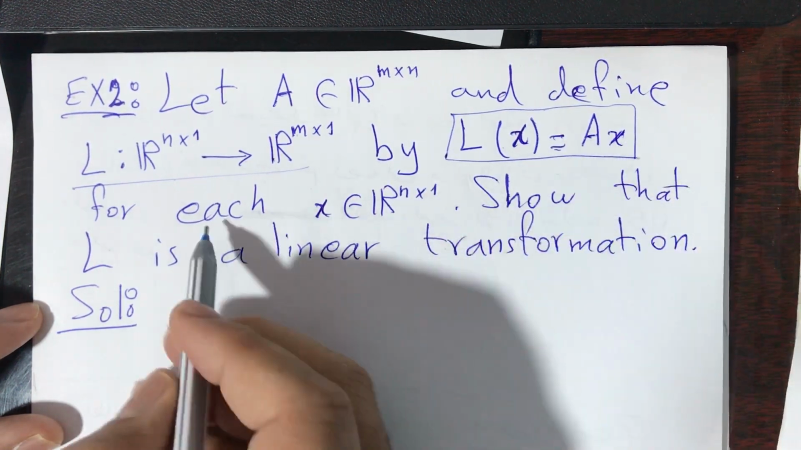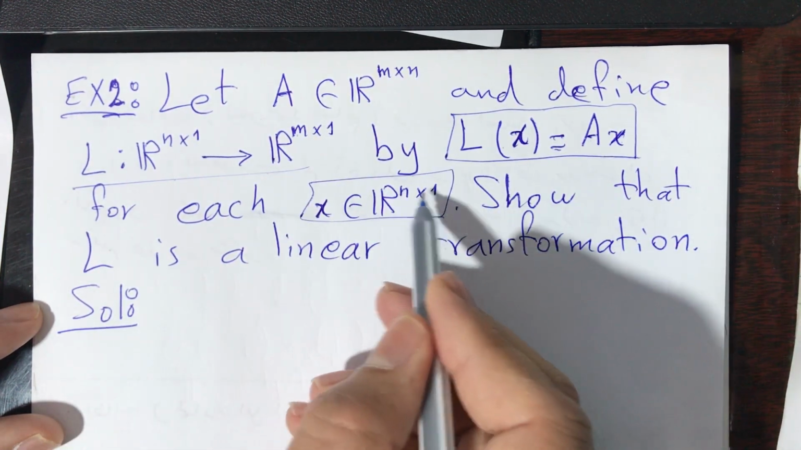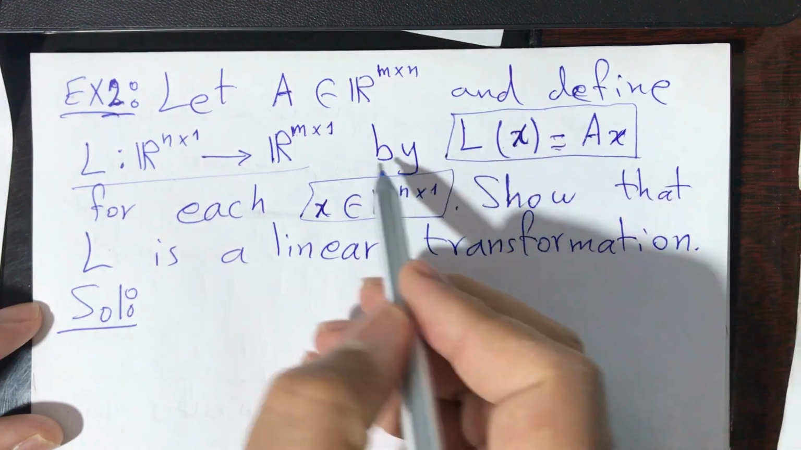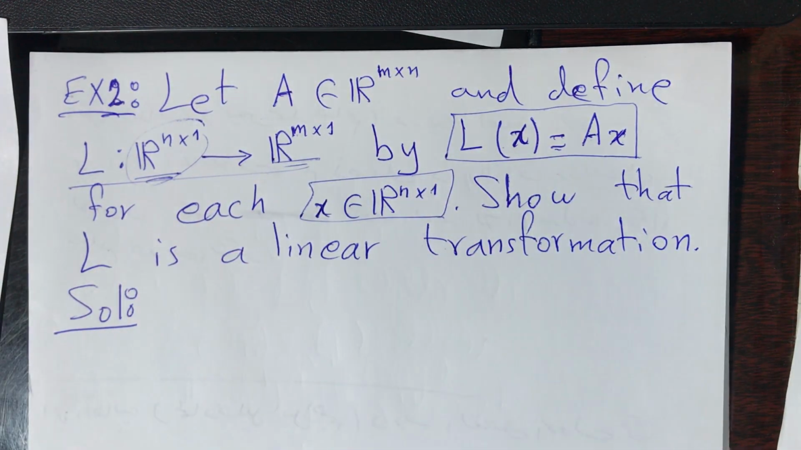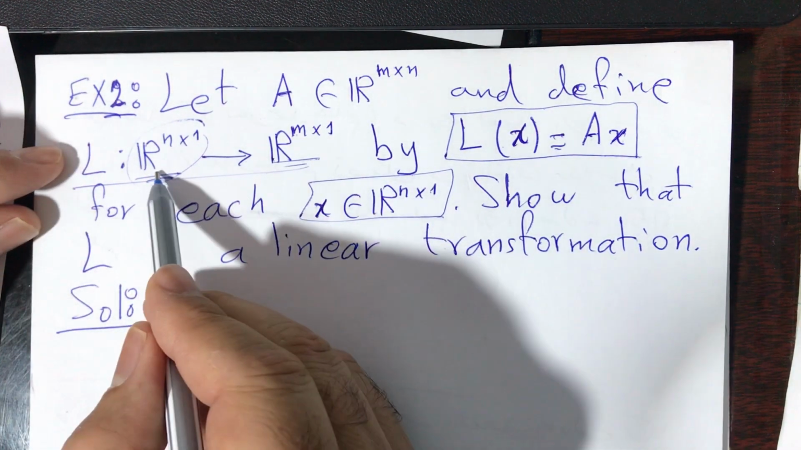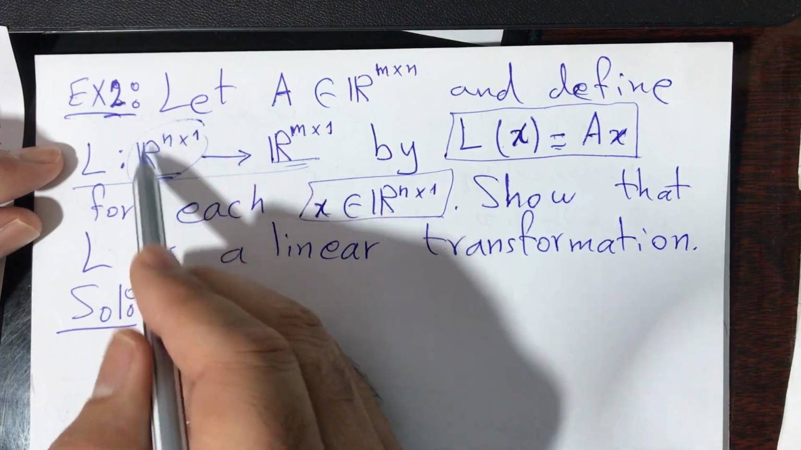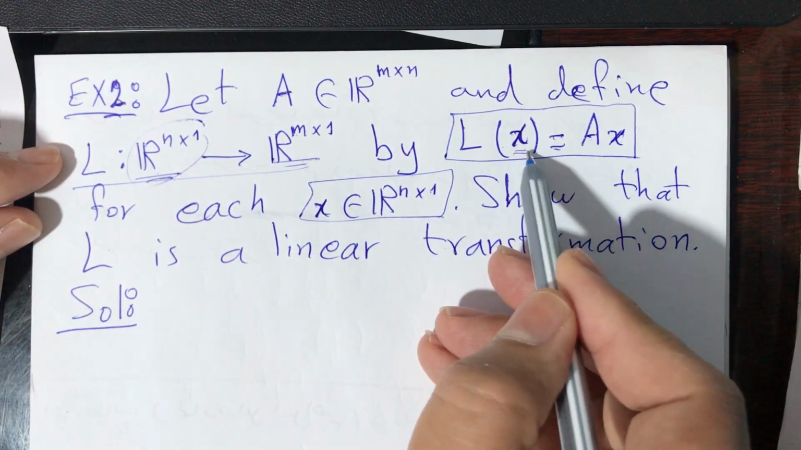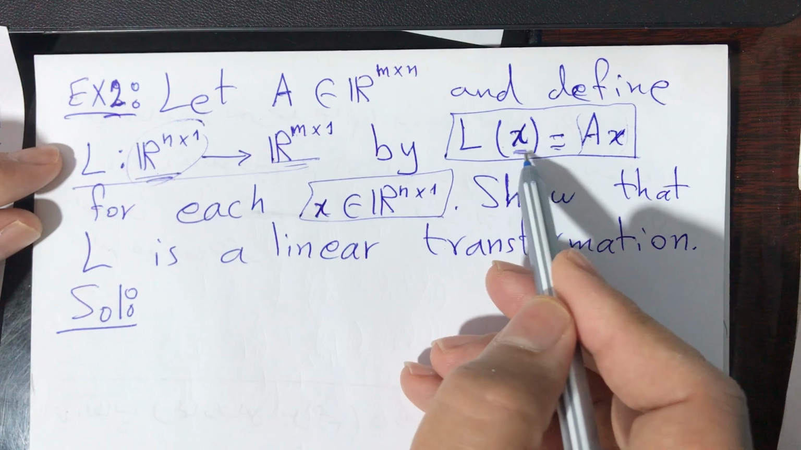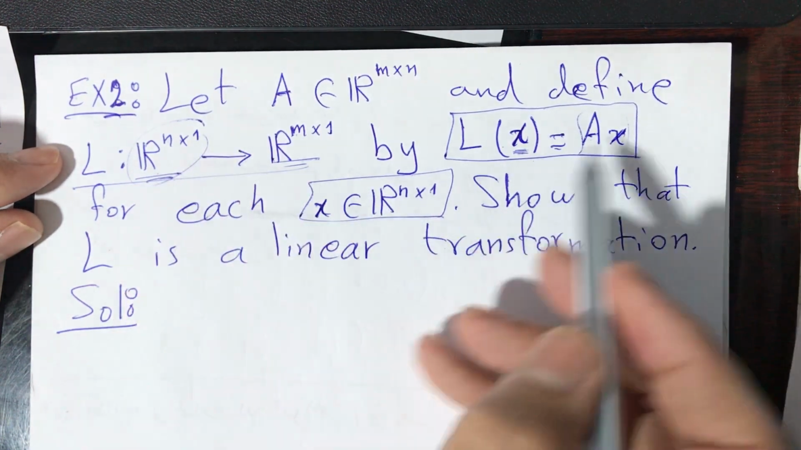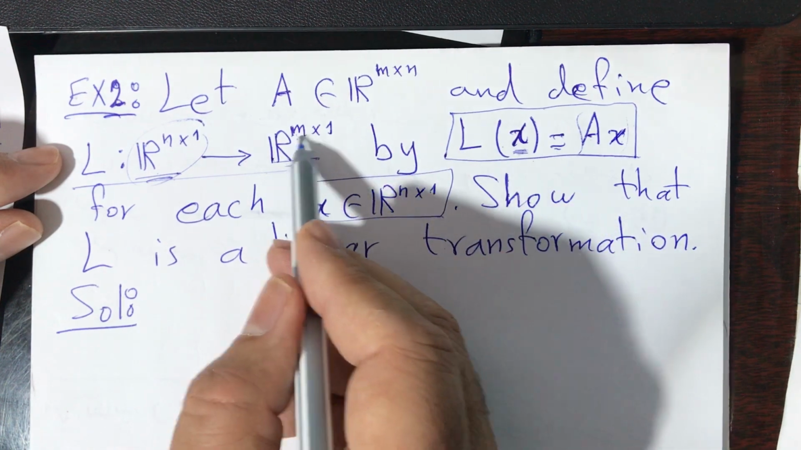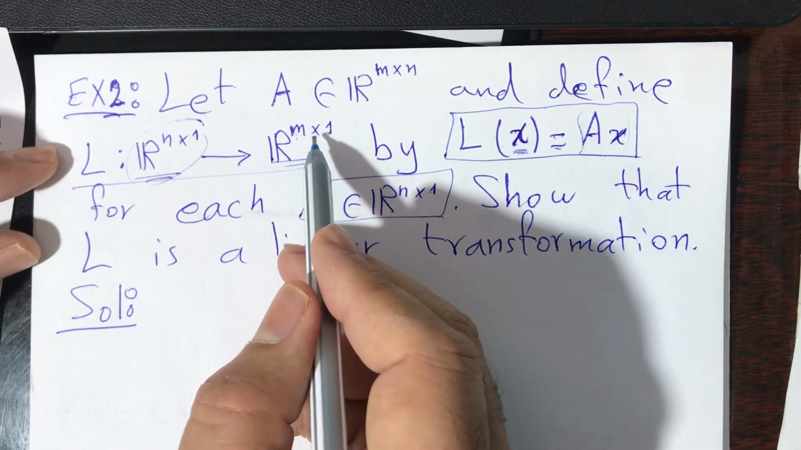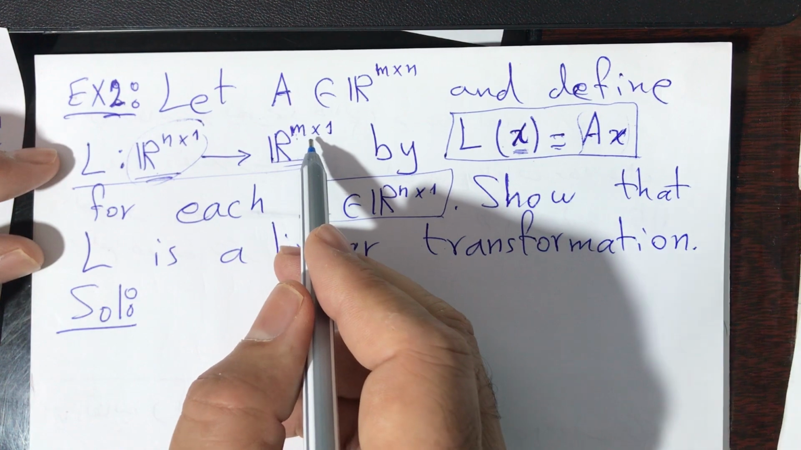And this x belongs to R^(n×1), because L is defined from R^(n×1), so this is the input and this is the output. So x is any vector. The input x belongs to R^(n×1), and the output belongs to R^(m×1).